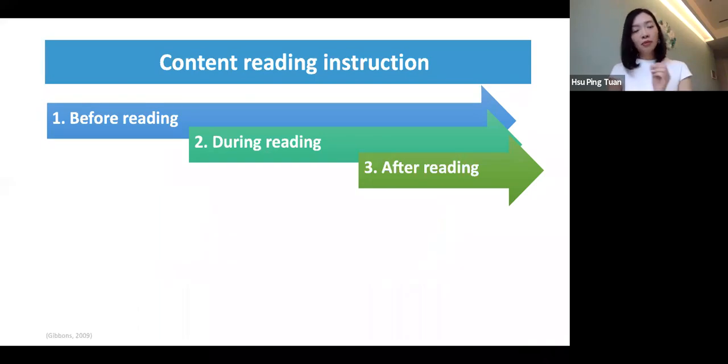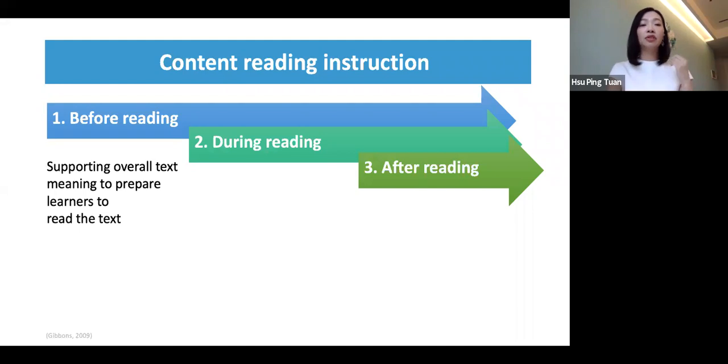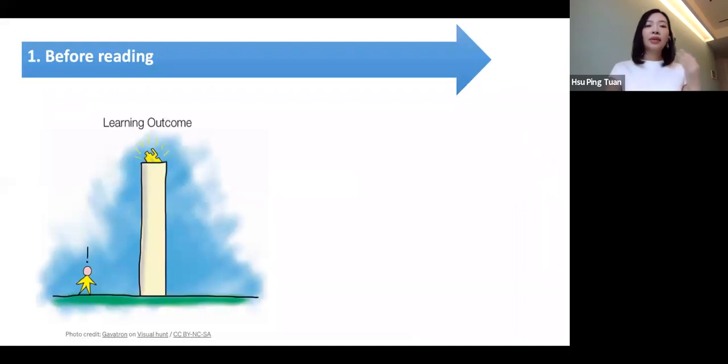So for the before reading stage, the purpose of this stage is that we need to help our students to get a general understanding of the text. So let me use this picture to help you better understand this idea. So imagine this is our student. And this is the learning outcome you want your students to be able to achieve. However, you can see that this learning outcome may be new to the student, or this learning outcome is so far to reach for the students.